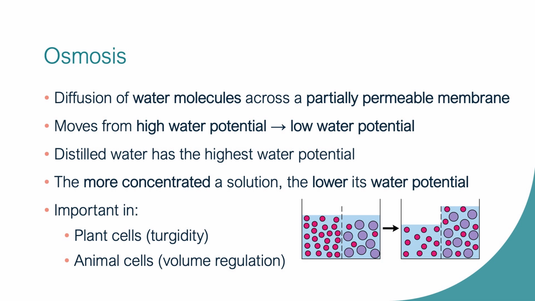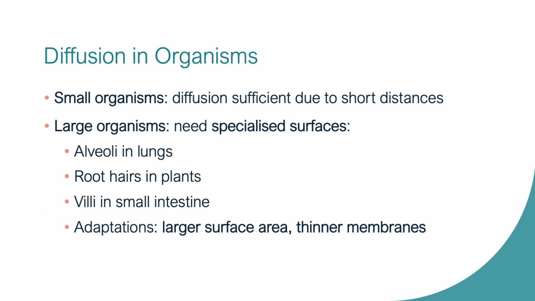Osmosis is important in plants for keeping cells turgid, and in animals for maintaining cell volume. Diffusion is also crucial for small organisms. Small organisms do not have a circulatory system. They obtain gases and nutrients from the surroundings by simple diffusion through their body surface because the diffusion distance is short. But in larger organisms, we need a circulatory system to help transport substances through the body.